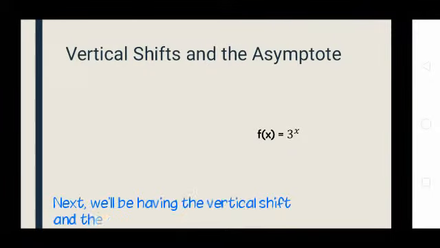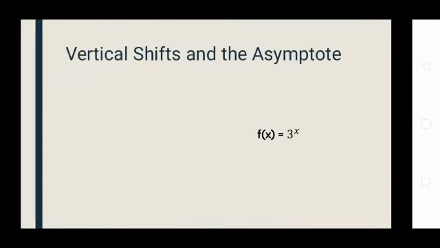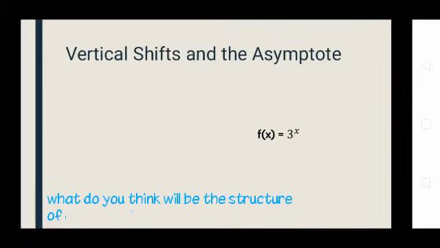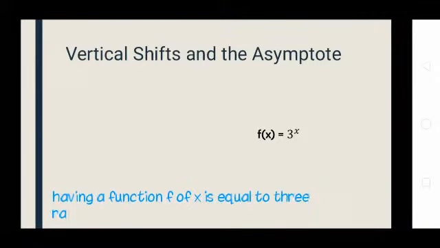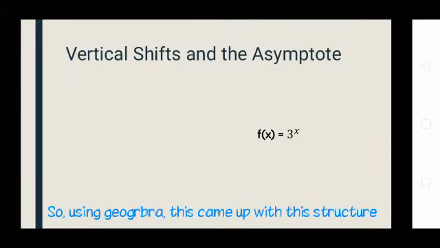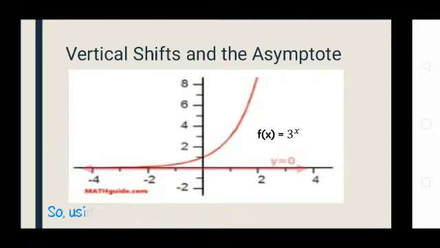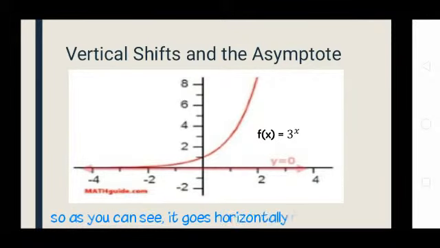Next, we'll be having the vertical shift and the asymptote. The parent curve of an exponential function has the asymptote y is equal to 0. So what do you think will be the structure of our graph having a function of f of x is equal to 3 raised to x? Using GeoGebra, we came up with this structure. As you can see, it goes horizontally right.